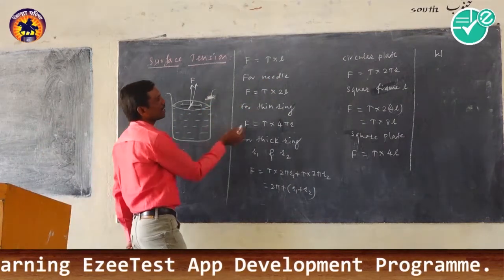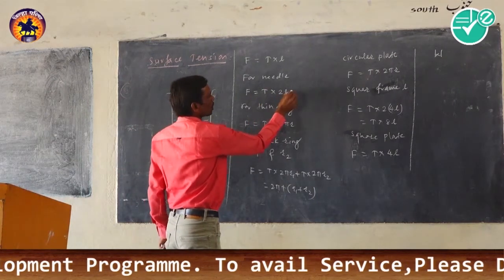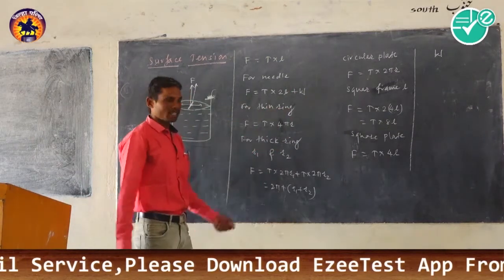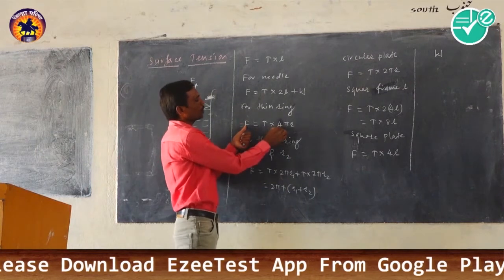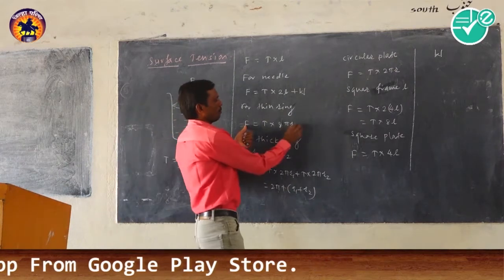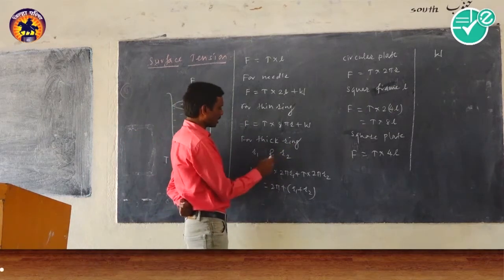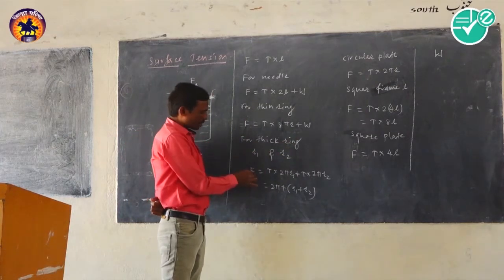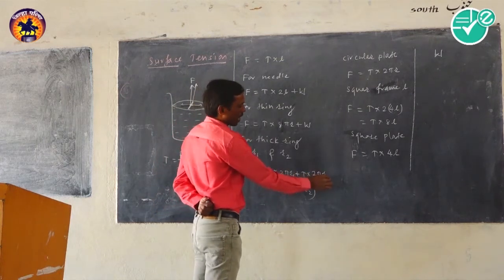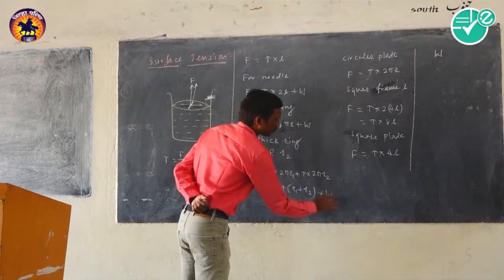So in case of the needle, the net upward force F is equal to the force due to surface tension plus the weight of the needle. In case of a thin ring, F is equal to T into 2 pi R plus the weight of that ring W, exerted in the upward direction. In case of a thick ring, the net upward force is F is equal to T into 2 pi R1 plus T into 2 pi R2. So we get 2 pi T in bracket R1 plus R2, plus its weight.